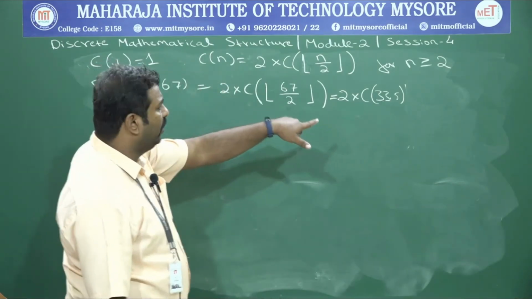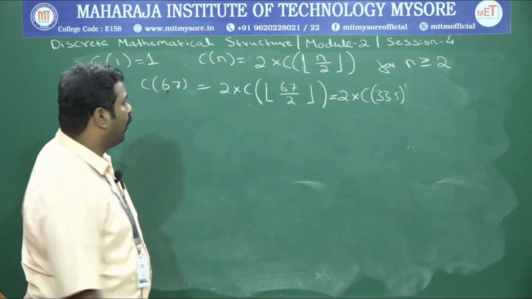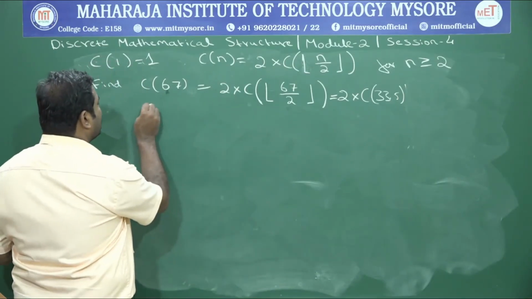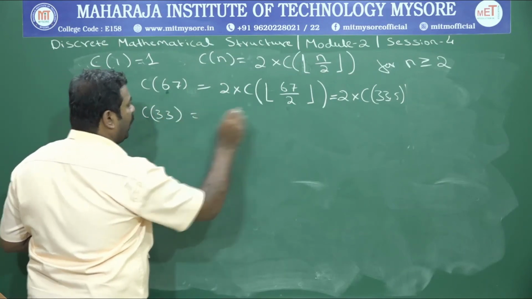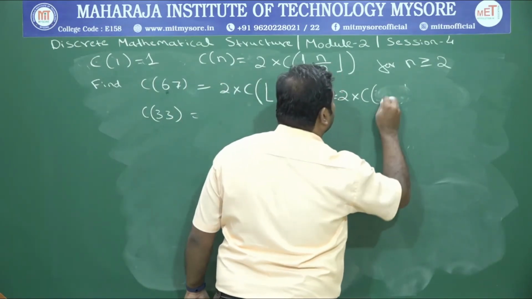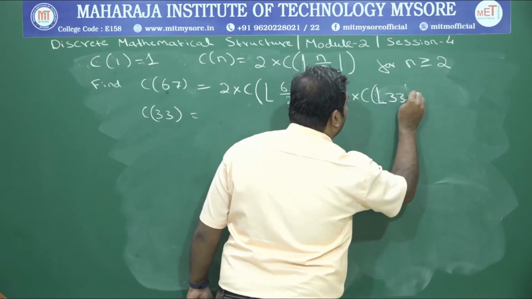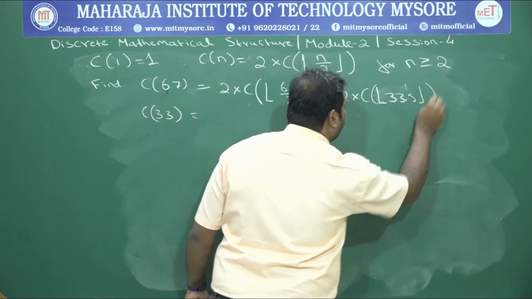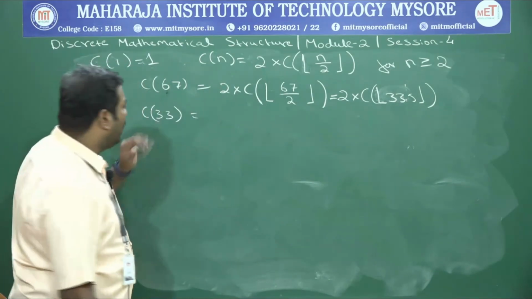Now I should not stop at this. No, this is not the value of 67. I need one value for this. Hence, again, C of 33. I'm ignoring 0.5 here. Okay, I'll just go and rewrite this. Fine. So this should be the floor of 33.5. This is better now. Hence, I'm ignoring the decimal and I'm taking only 33.